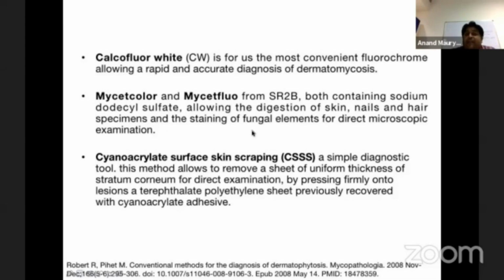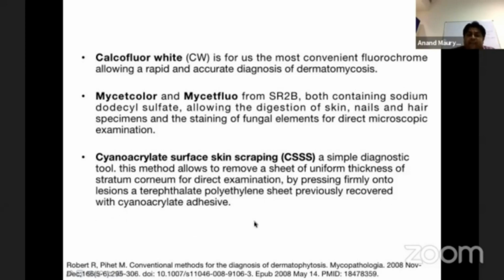There are commercially available dyes. They are very helpful for staining the fungal elements for direct microscopy examination. There is CSS, cyanoacrylate surface skin scraping. This is another diagnostic tool. This method removes a sheet of uniform thickness of the stratum corneum for direct examination by pressing firmly onto the lesion. In this case, the sheet is recovered with the cyanoacrylate adhesive.